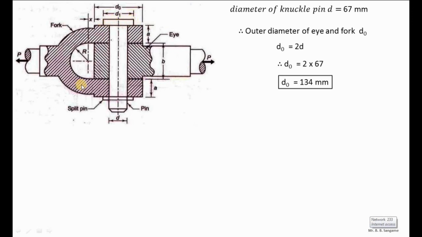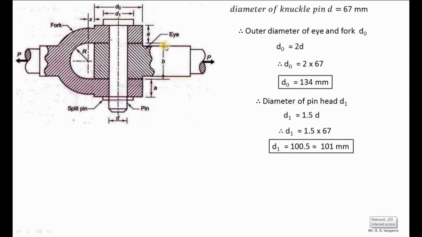Okay, here you can see the diameter of the pin head. The diameter of the pin head is 1.5 times the diameter of the pin. The diameter of the pin is d, which is 67 mm. So as per the calculation, the diameter of the pin head is 100.5 mm. So I have rounded it to the next digit, 101 mm.